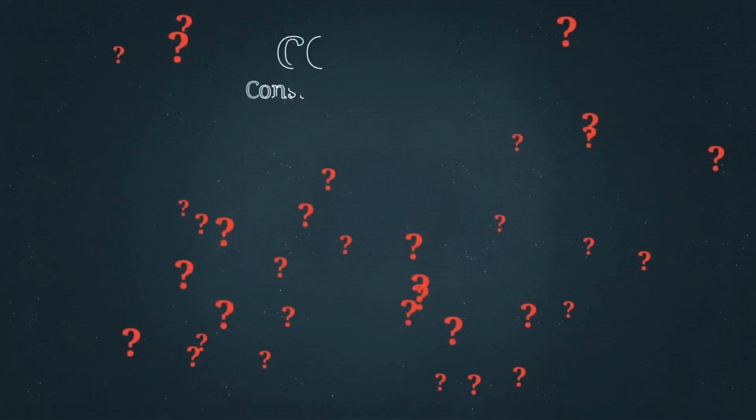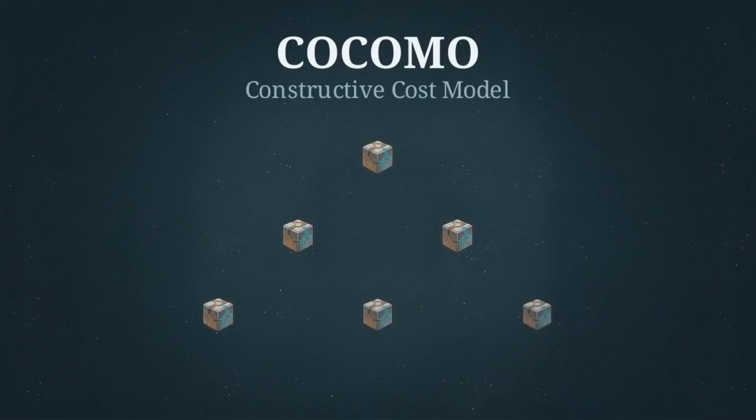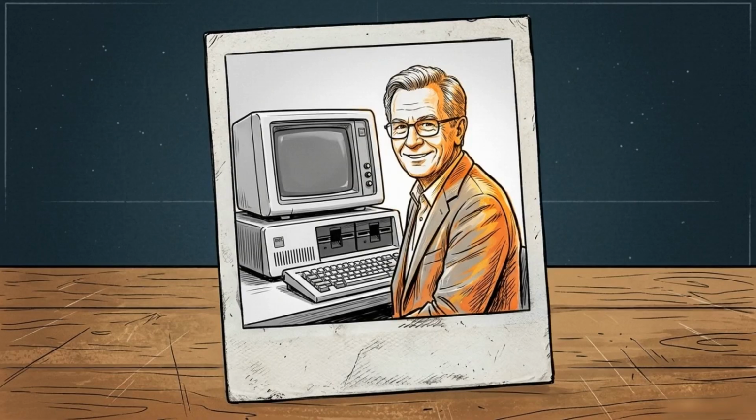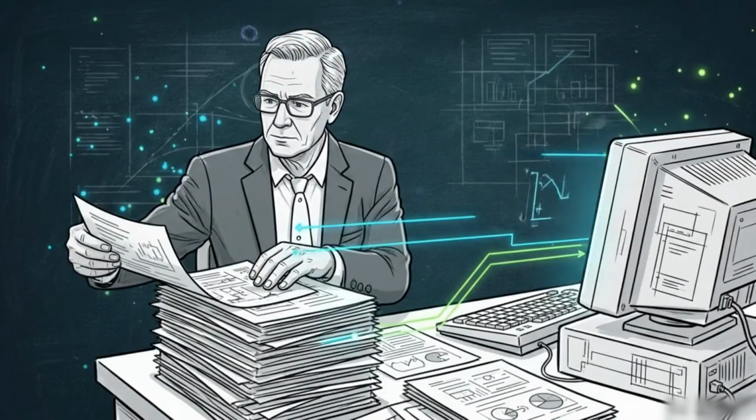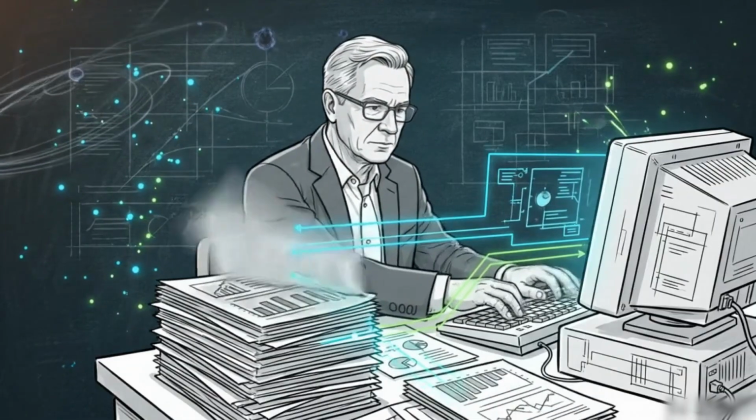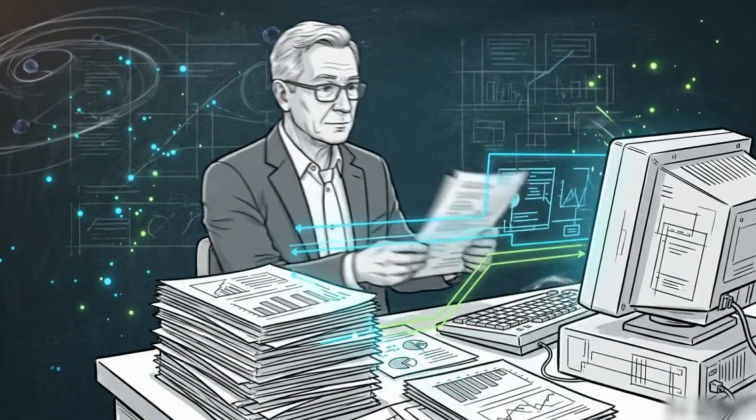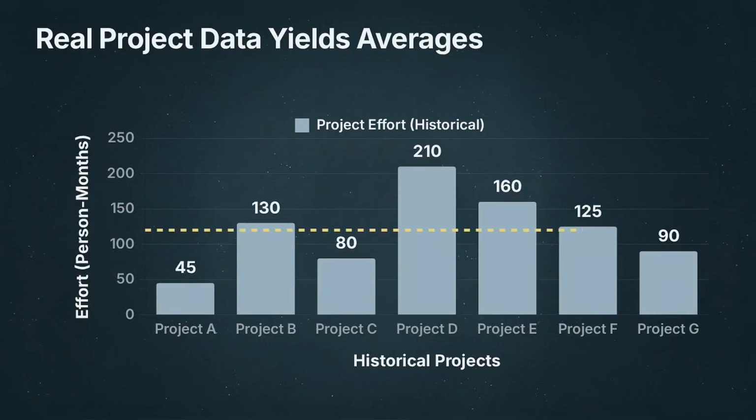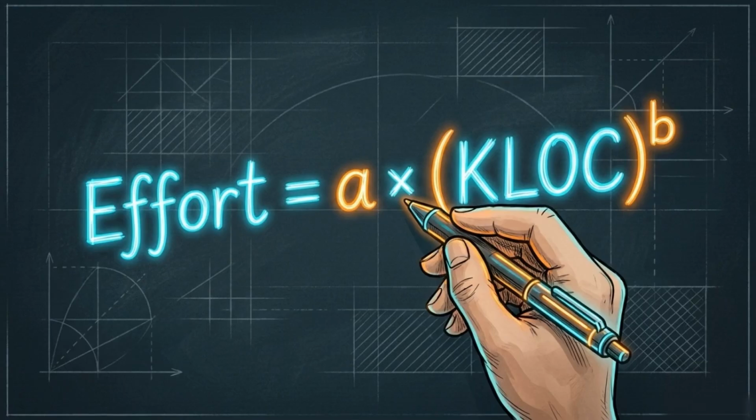That brings us to the constructive cost model, or COCOMO for short. It is the industry-standard mathematical framework for estimating software projects. This model was introduced by software engineer Barry Boehm back in 1981. He didn't invent the formula out of thin air. Boehm spent years analyzing data from dozens of successfully completed real-world software projects to see exactly how much work they actually required. The result is a highly reliable formula.